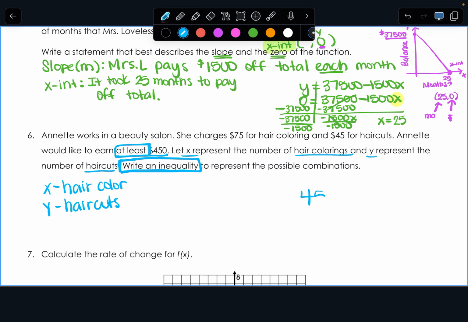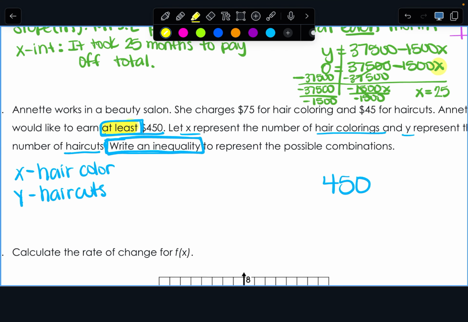At the end. When we have the phrase at least, that tells us to use which inequality? Greater than or equal to. Yes, you need at least a 70 to pass the class. You need 70 exactly or more.